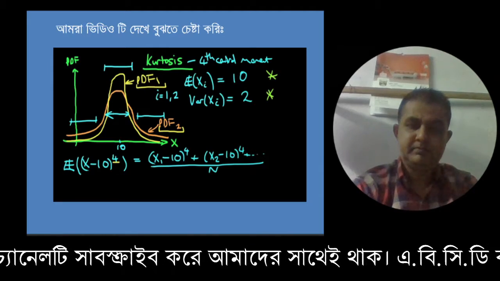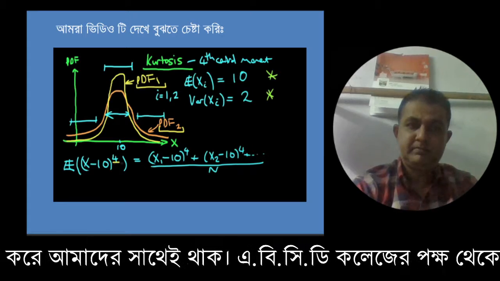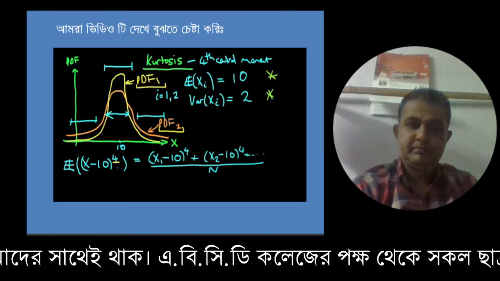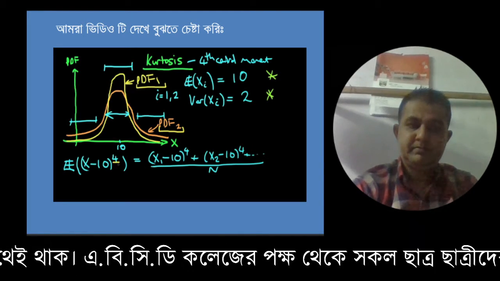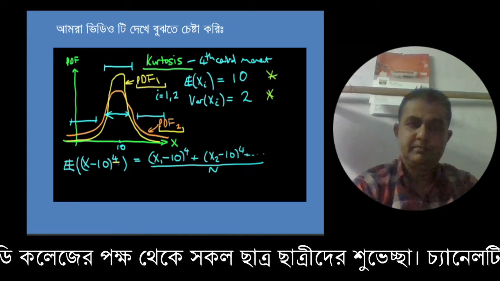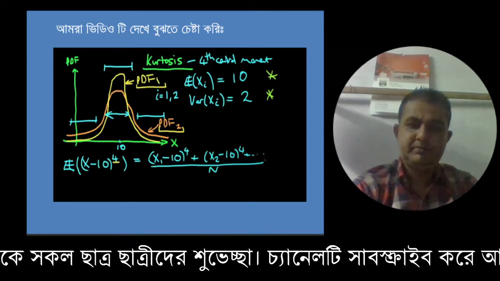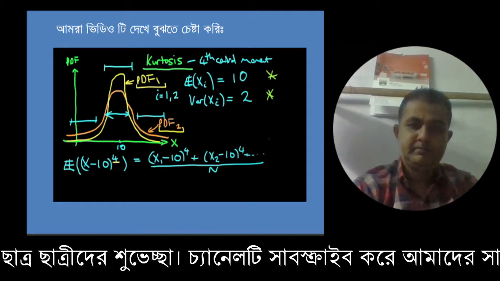And because it has more points which lie a reasonable distance away from the mean, when I raise that distance to the power 4, it means that this second variable is going to have a much higher fourth central moment than the first. And this is what we refer to as the kurtosis of a distribution.